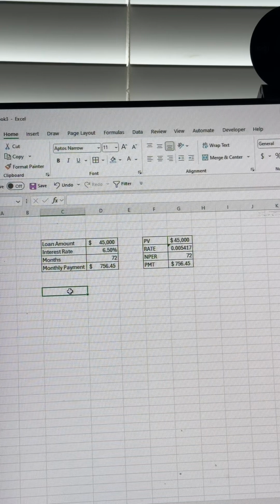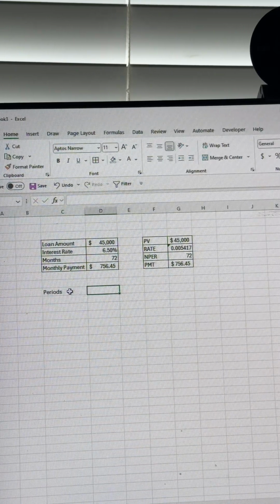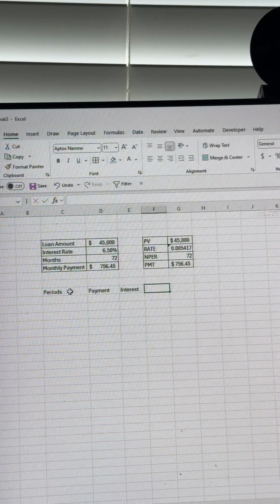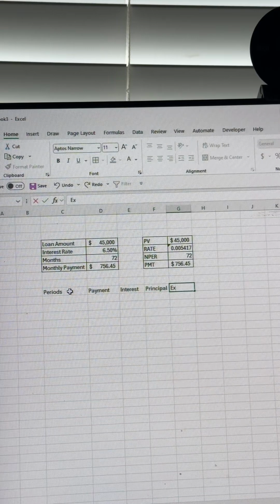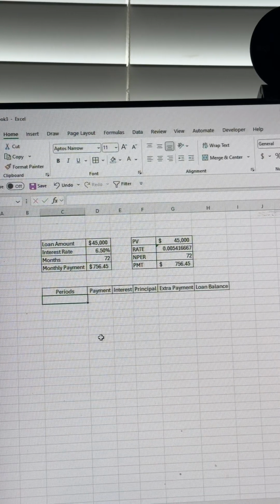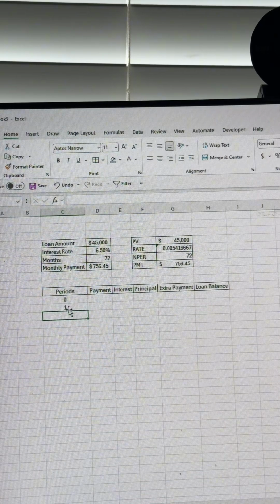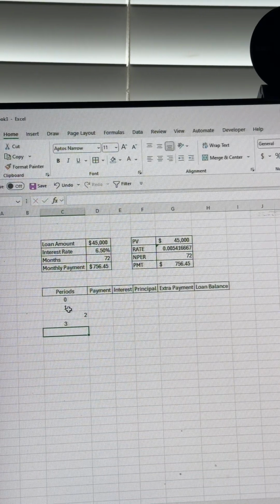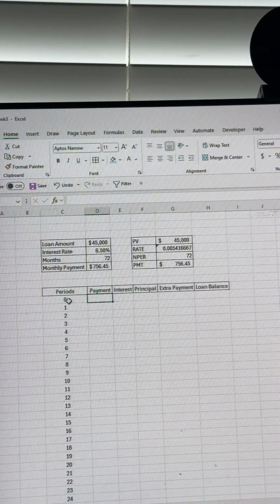So now that you have that information, you're going to start by creating your amortization table, and we're going to make some column names here. We're going to write out periods, payment, interest, principal, extra payment, and loan balance. For periods, you're going to start with 0, and then you're going to do 1, 2, 3, all the way up until you hit 72, which is the number of months here. So here's 72.